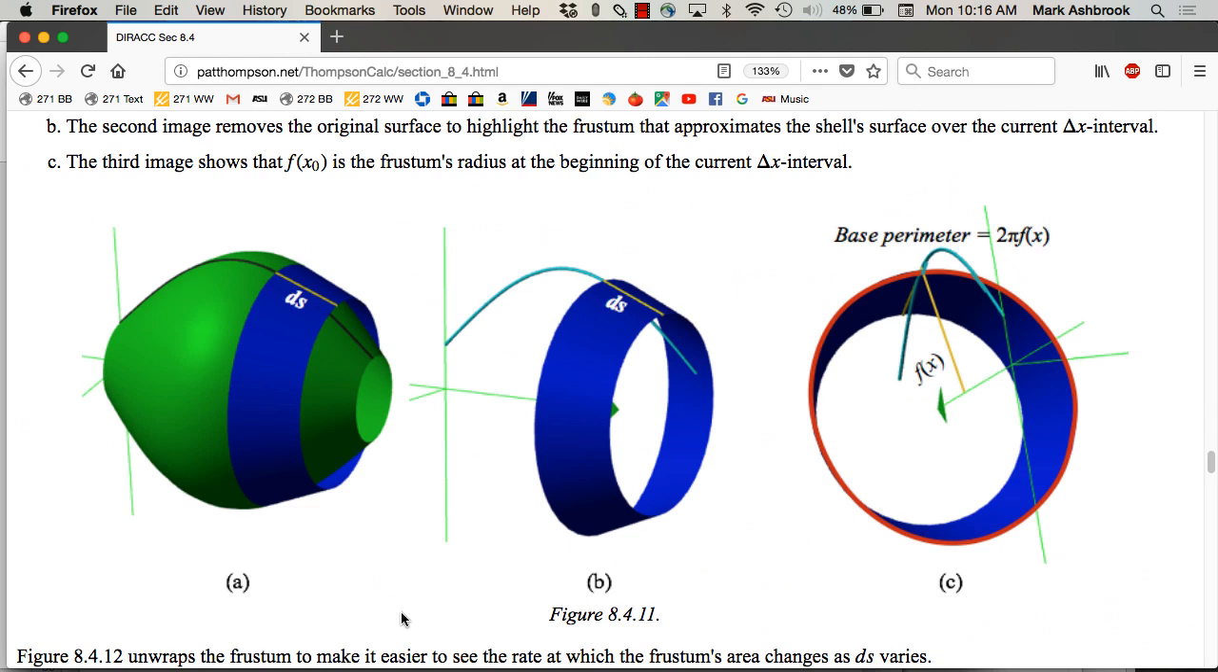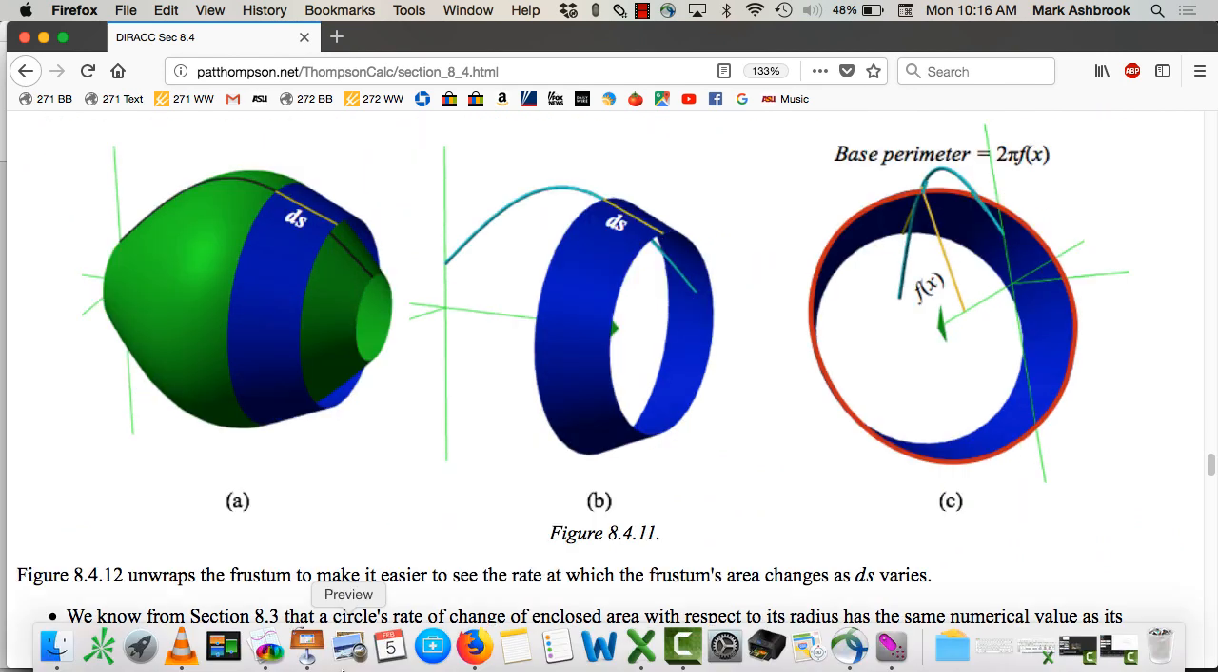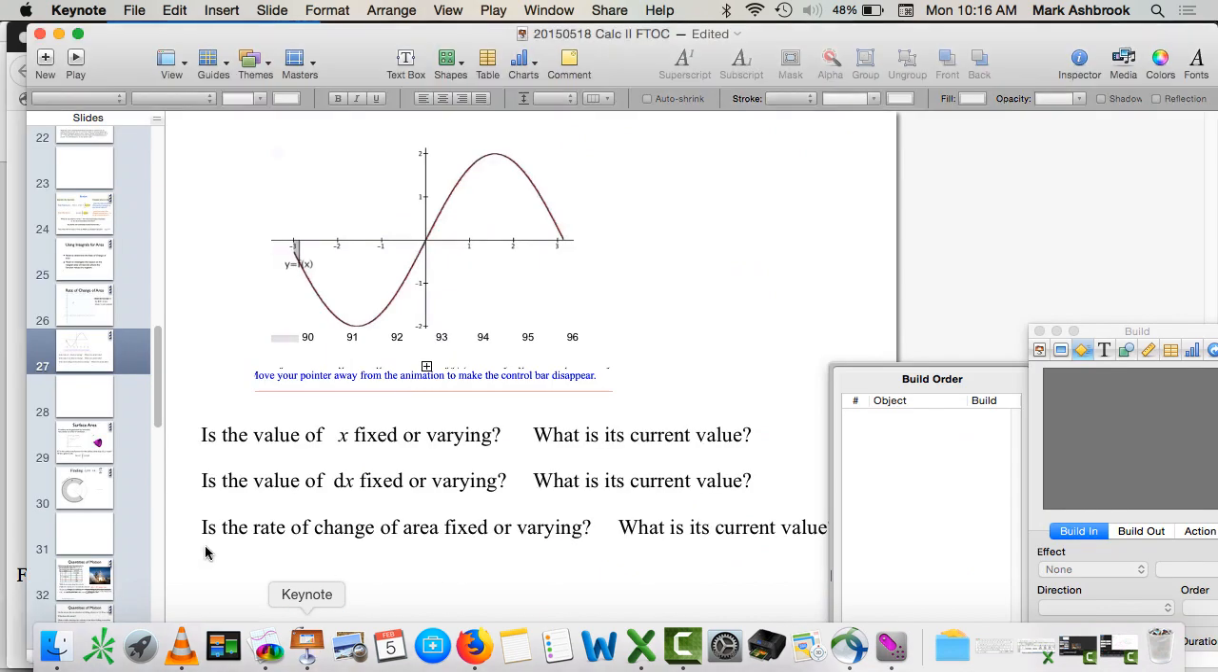All right, and so again, we want to use ds, not dx. We want to use ds, that hypotenuse of that little triangle. And so we want to take that thing, that frustum, that part of a cone, and flatten it out, and that will allow us to get the right rate of change.